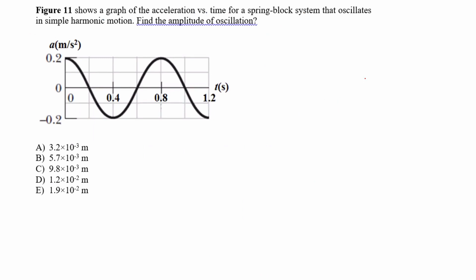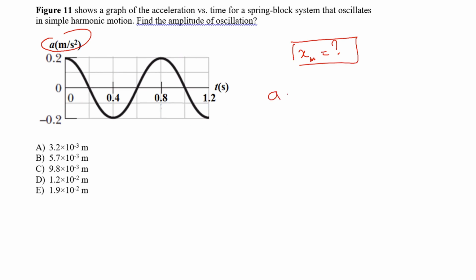Okay. Well, this is also kind of, yeah, but let's look at it. This is my acceleration time graph for a spring block system that oscillate into a simple harmonic oscillator. Find the amplitude of oscillation. Basically, I want to find the X max, right? X max is the amplitude of oscillation. How will I do? Here I have acceleration.